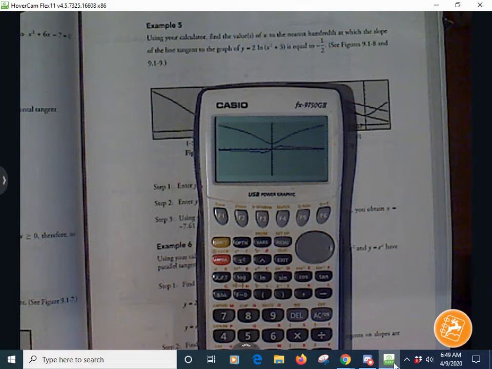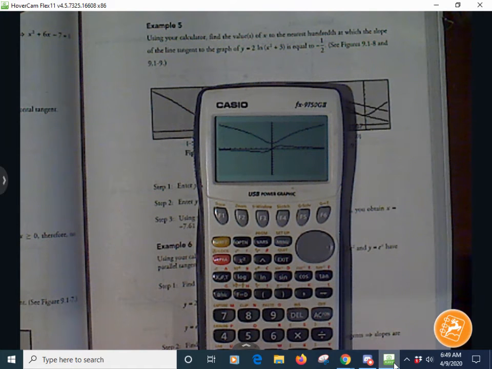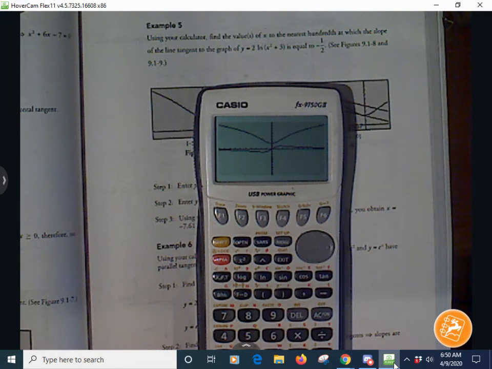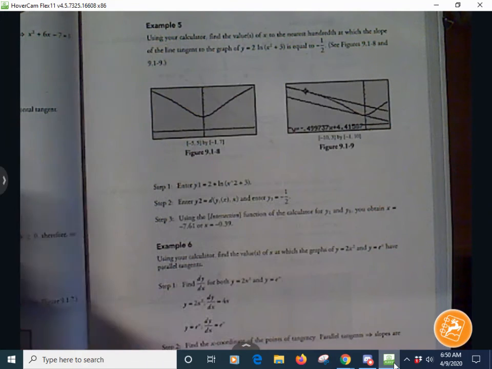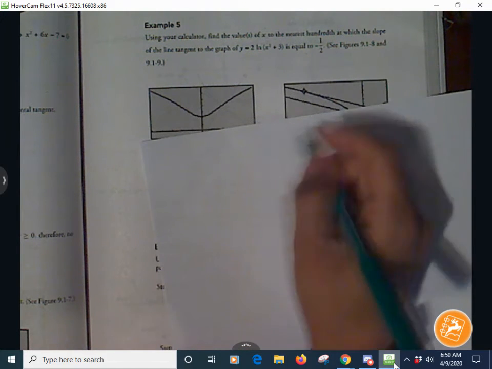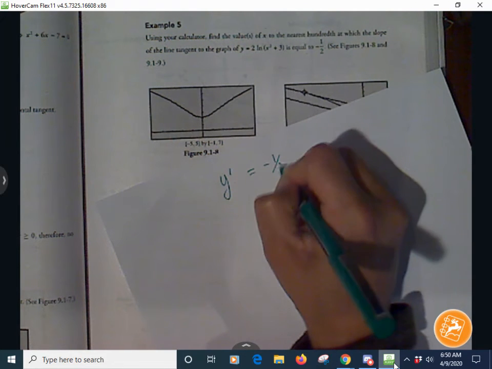Now the first graph up here is the natural log graph. This second graph is the derivative of that natural log graph. Now that I have that, the question is to find out when the slope of the tangent is equal to negative 1/2. So oftentimes we need to solve this equation. I'm going to say y prime is equal to negative 1/2.